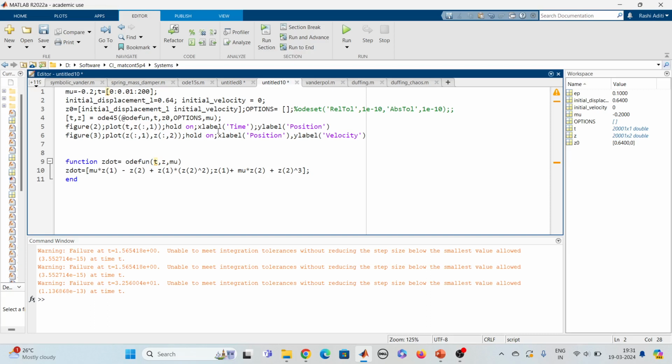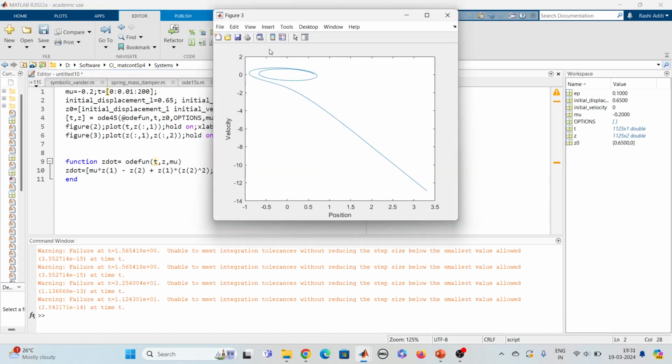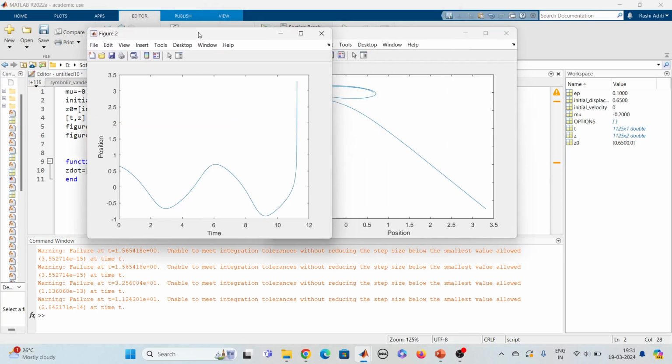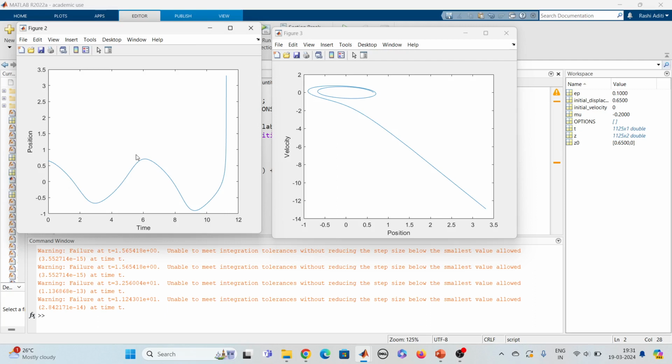So now I try to find out. Let us give a very small change. Let us take it as 0.65. Now let us simulate. See. Now you can see that my response is going to infinity with time. This means that yes, there is a subcritical Hopf bifurcation.